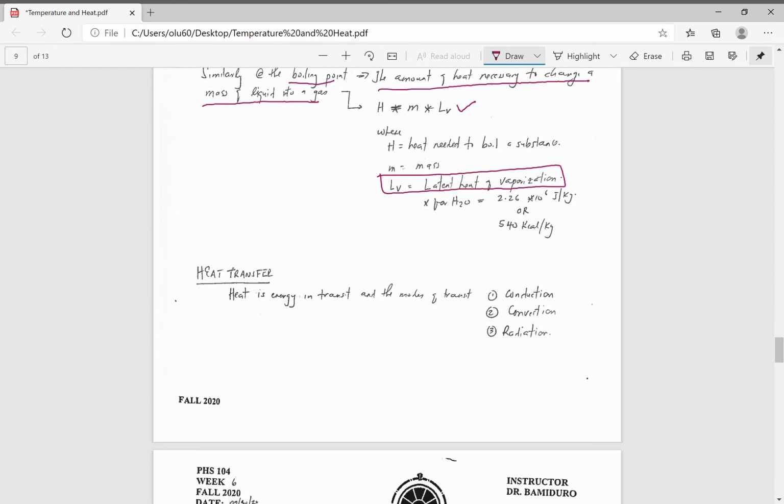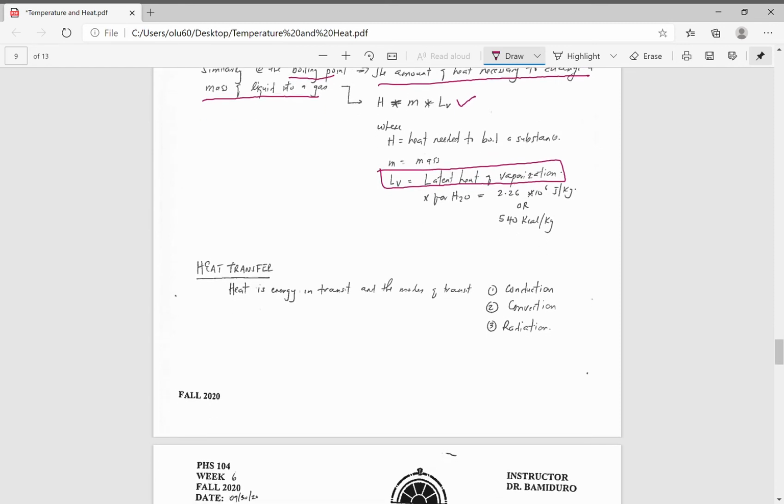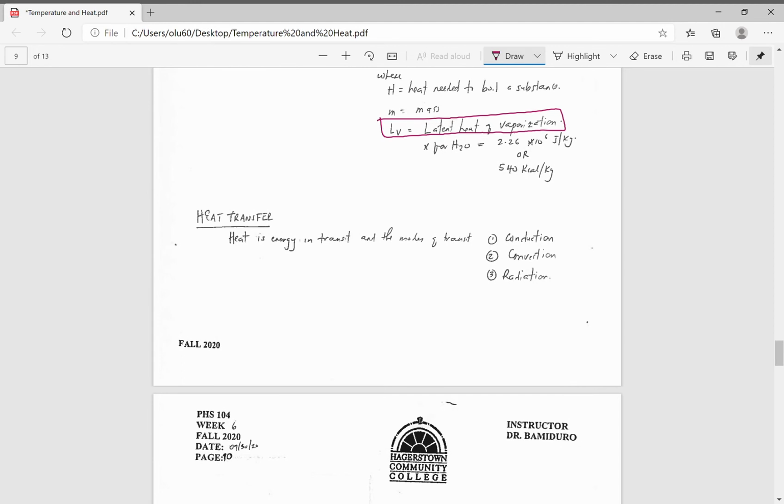Now, looking at heat a little further, we talked about this briefly. How does heat transfer? Well, heat, as we said before, is a form of energy in transit. And the medium through which it transfers can be conduction, convection, or radiation.